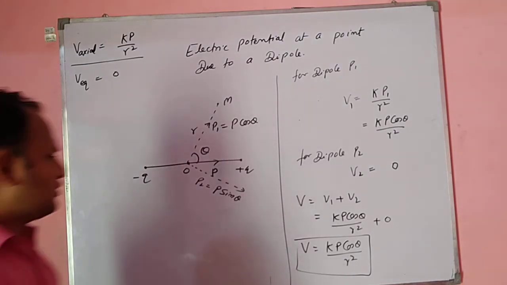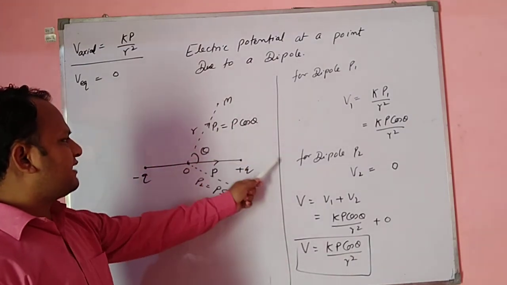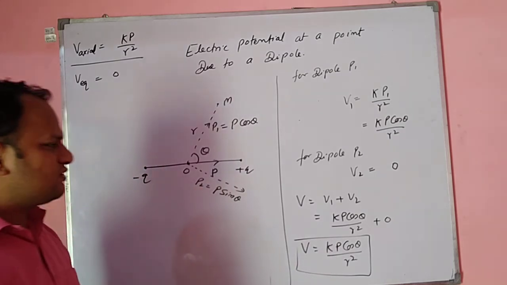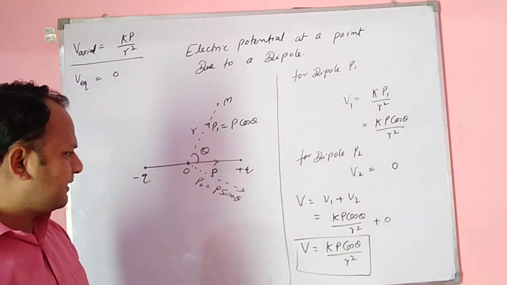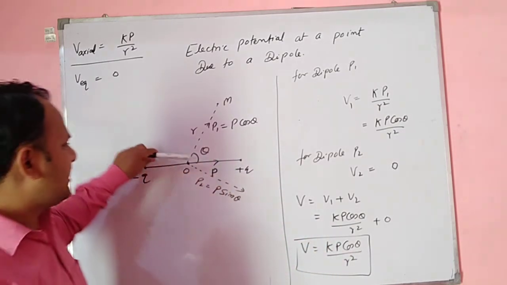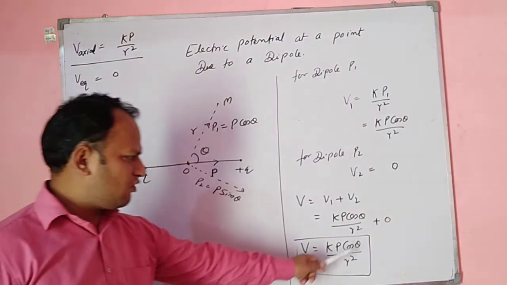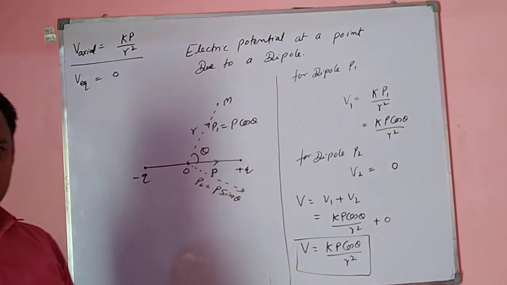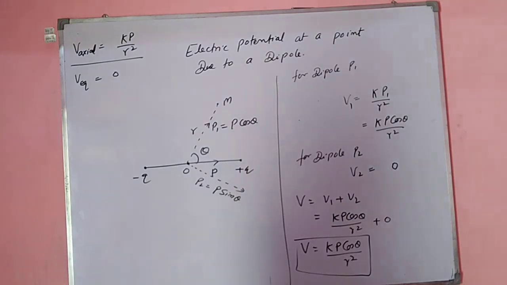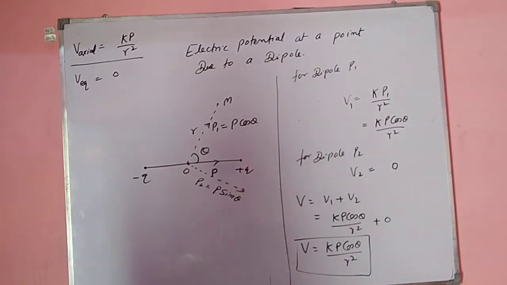If I put theta equal to 0 degrees, it becomes an axial point, so it is K P by R square, because cos 0 degrees is 1. Similarly, if I put theta equal to 90 degrees and make it an equatorial point, cos 90 is 0, so the potential becomes 0. So with the help of this we can calculate the potential at any point.